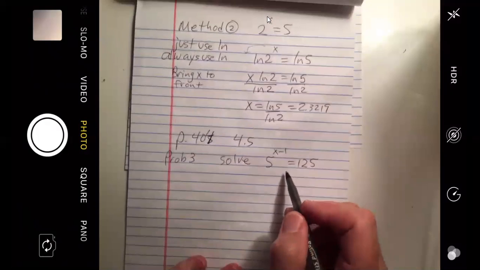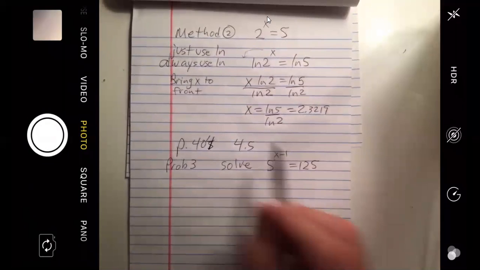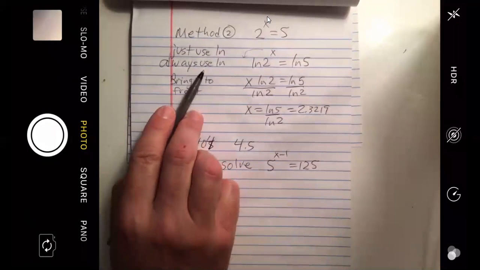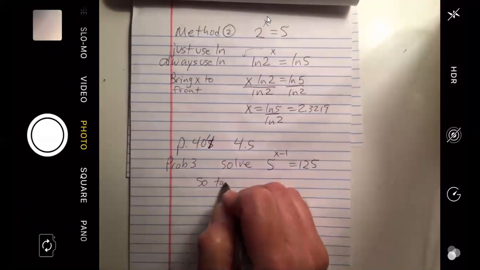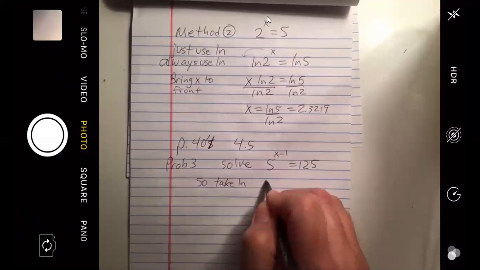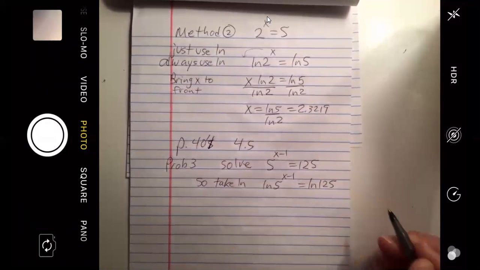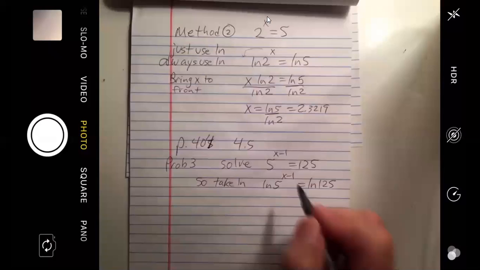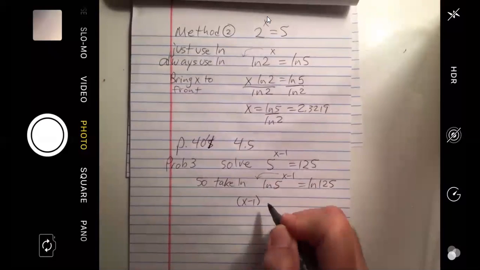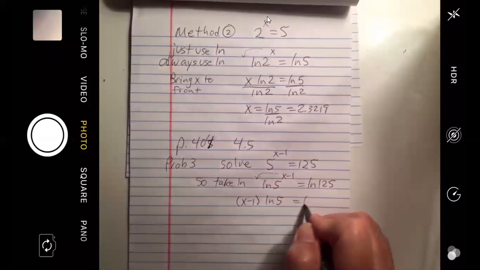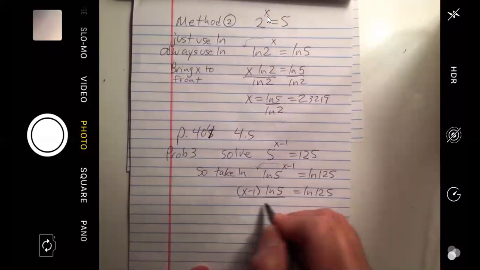I like to use one method every time, and I don't want to mess with a base 5. So I'm going to always use ln. So take ln. ln of 5 to the x minus 1 is equal to ln of 125. X minus 1 then can come to the front. It's got 2 pieces, so I'll make sure it's in parentheses. Divide by ln of 5.